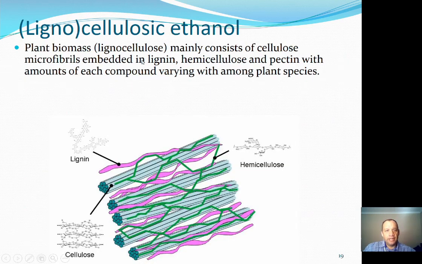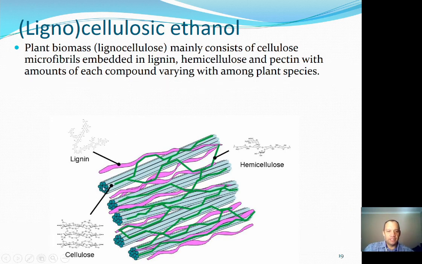So let's look then at this lignocellulosic biomass, sometimes called cellulosic ethanol or lignocellulosic ethanol or second generation ethanol. This is where we use plant biomass and the sugars inherent in that plant biomass in order to make ethanol. Now that plant biomass or lignocellulose mainly consists of cellulose microfibrils that are embedded in lignin, hemicellulose and pectin, with varying amounts of each compound depending on the plant species. So not all plants have the exact same amount of cellulose, hemicellulose or lignin.